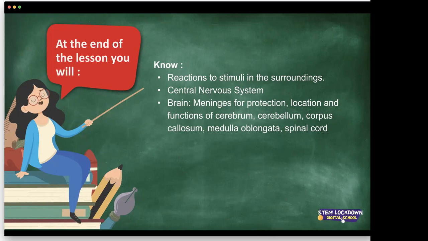So let's look at what we will be looking at today. Today, we will be looking at reactions to stimuli in the surroundings. Stimuli is anything that comes from outside that we need to react to, the central nervous system, and we will only be focusing on the brain. The parts of the brain we will be focusing on are the meninges for protection, the location and the function of the cerebrum, the cerebellum, the corpus callosum, medulla oblongata, and the spinal cord. And the hypothalamus should also be in there.